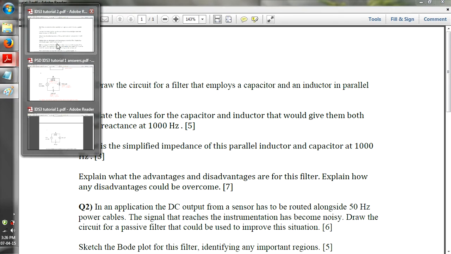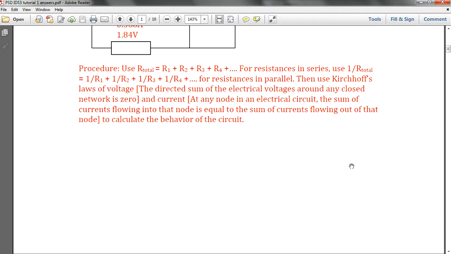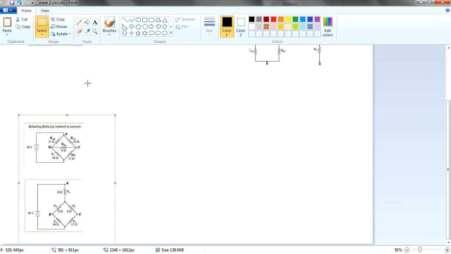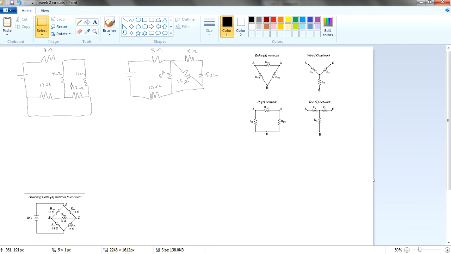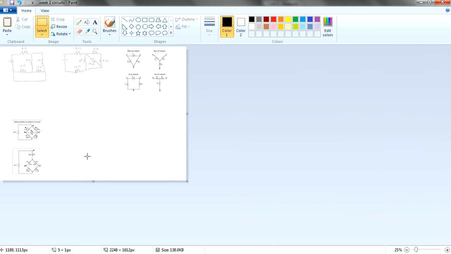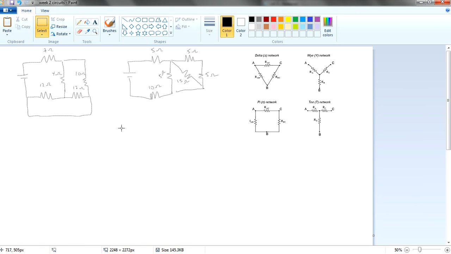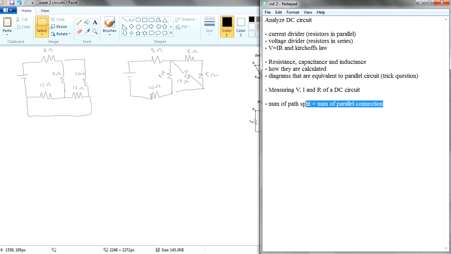So, if you were to take a look in question 1, these are the things. But what if they give you something that is like this? You have to simplify this again, right? So the purpose of this video is to simplify a few really tricky questions. So the first one, I actually have a rule. The rule is: number of path split is equal to number of parallel connections. So what does this mean?